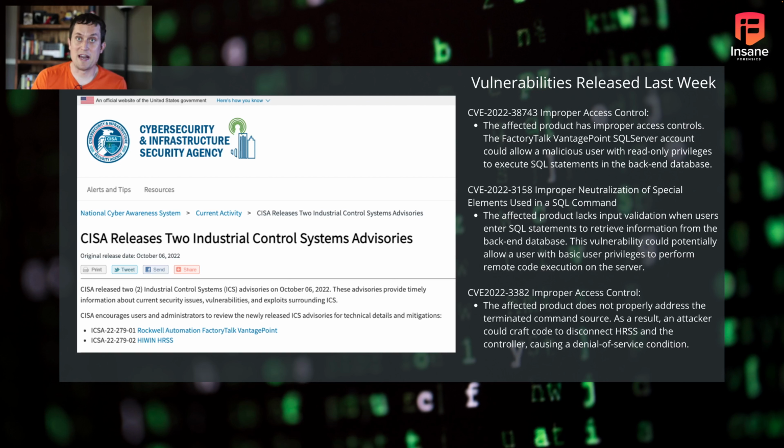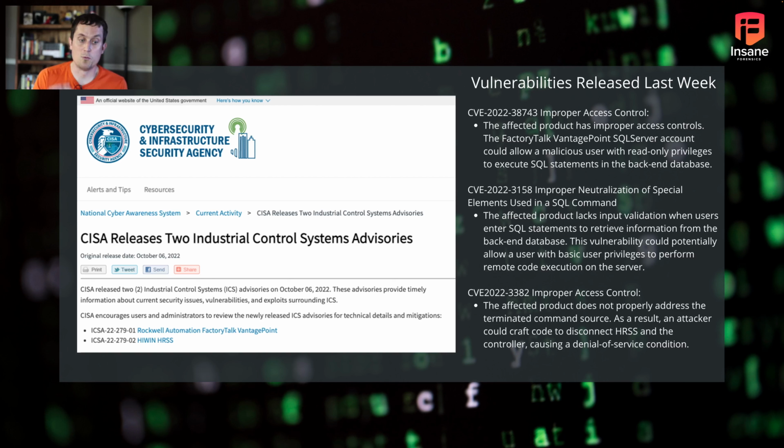These are impacting industrial control system vendors. So three vulnerabilities, two with Rockwell FactoryTalk. So that's a product within the industrial space. Within those products, there was an improper access control, a case where a user that normally should have read-only permissions was actually able to execute. There was also one for SQL injection. They didn't properly sanitize the input going into this system.